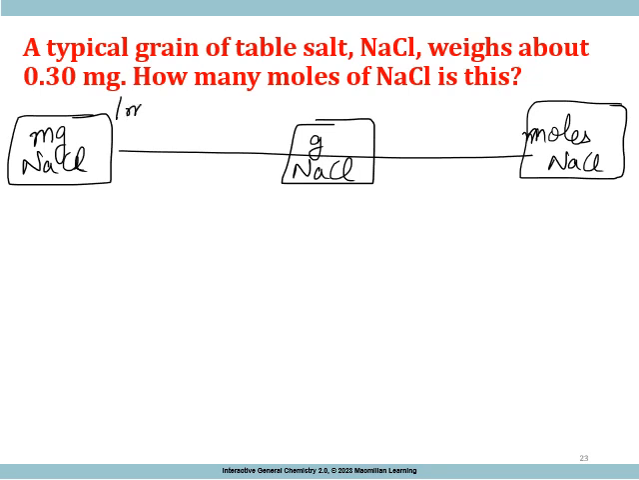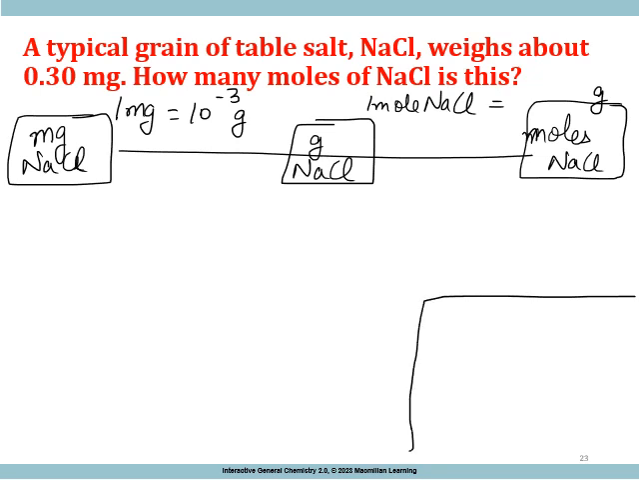1 milligram is 10 raised to power minus 3 grams. What is the conversion factor for the second step? Molar mass. 1 mole of NaCl is equal to molar mass in grams, which means I need to find the molar mass. It's a compound, so let's do that separately.